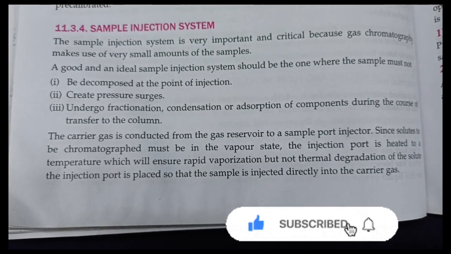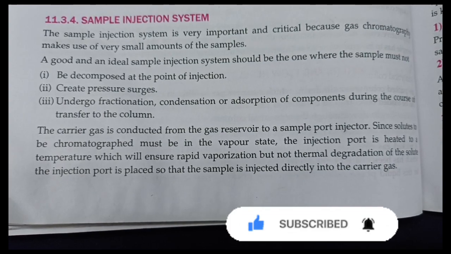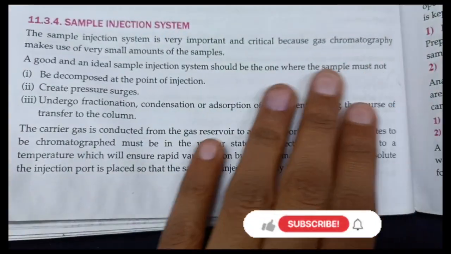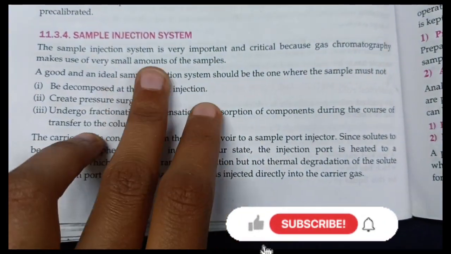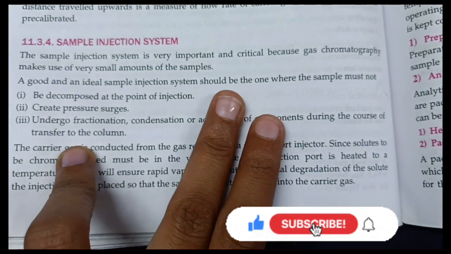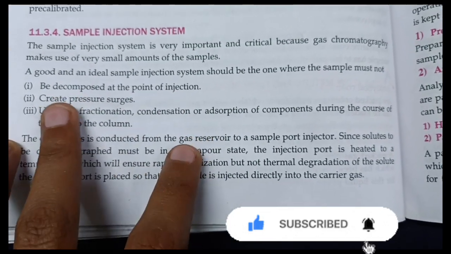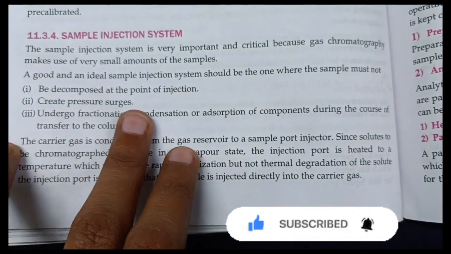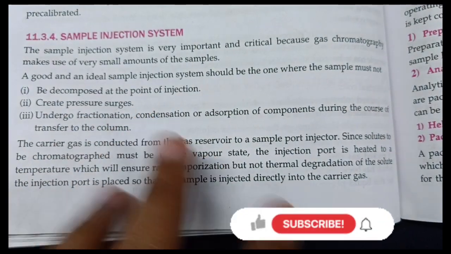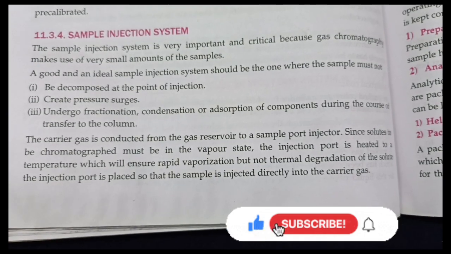Sample injector system. The sample injector is very important and critical because gas chromatography makes use of a very small amount of sample. A good and ideal sample injector should be one where the sample is not decomposed at the point of injection, does not create a pressure, and does not undergo fractional adsorption of components during the course of transfer to the column.